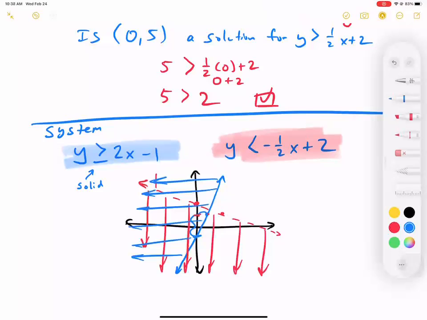Now, can you guys see in what area is this double shaded? You guys can see that it's double shaded in this area right here, right?